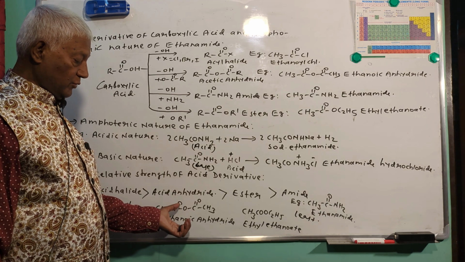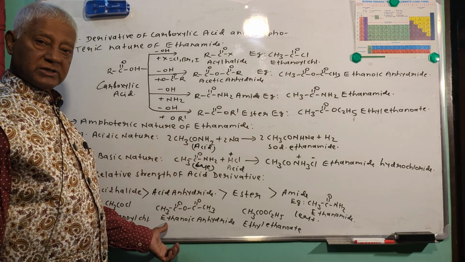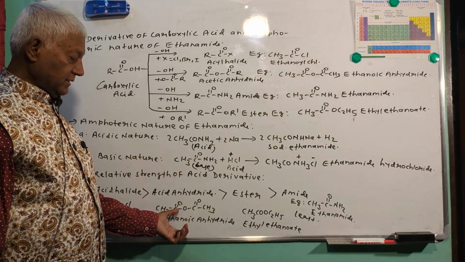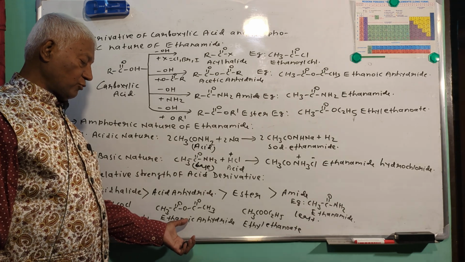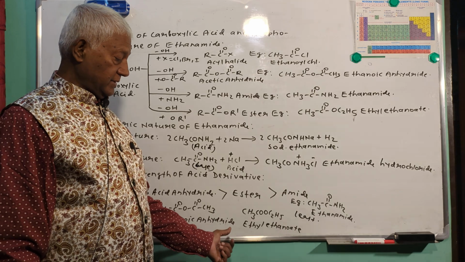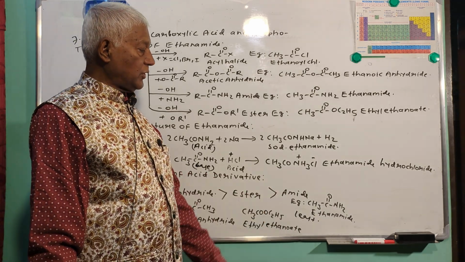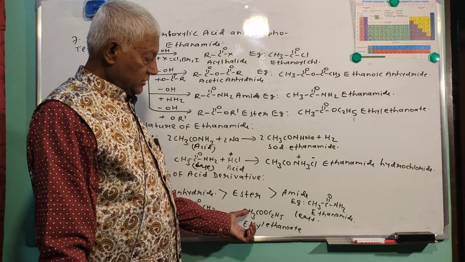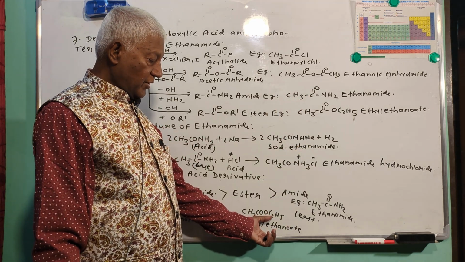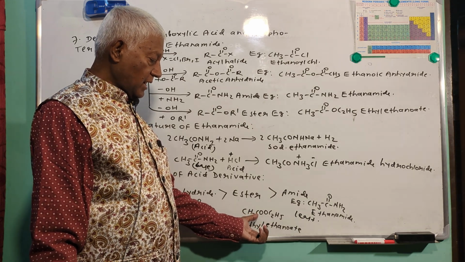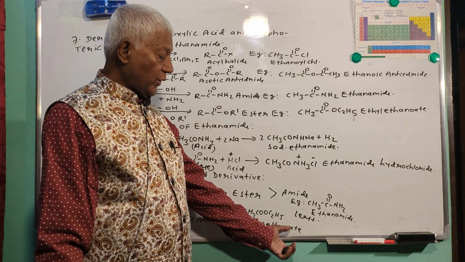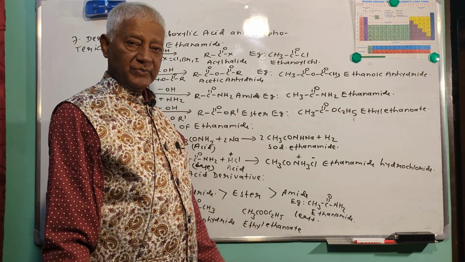CH3COOCOCH3: what is the name of this compound? Ethanoic anhydride, because there are 2 carbons, so ethane, and it comes from acetic acid, and we add anhydride for the functional group. Next is ester. I already told you ester means organic salt. CH3COOC2H5 is the example of ester. The name is ethyl, and the remaining carbons are 2, so ethane, and in esters we always add oate, which is the secondary suffix.